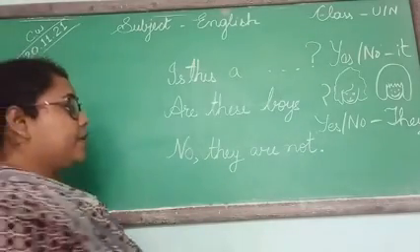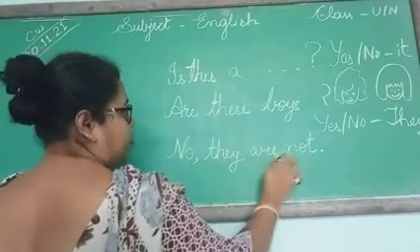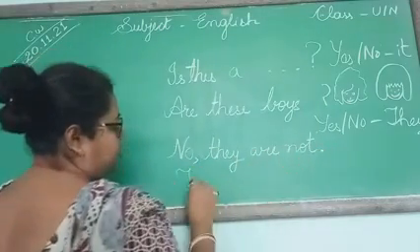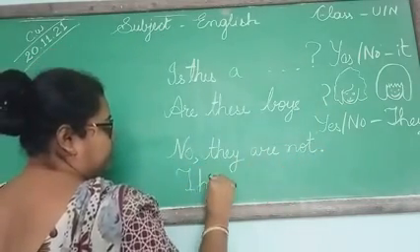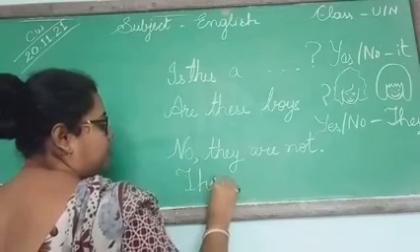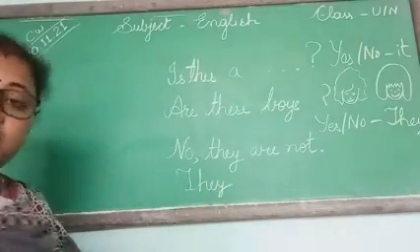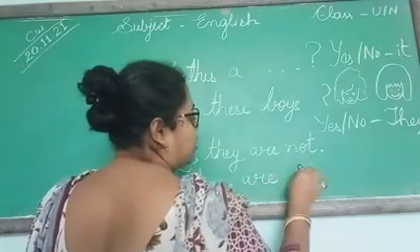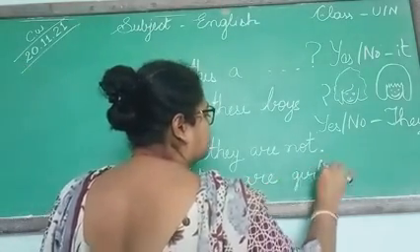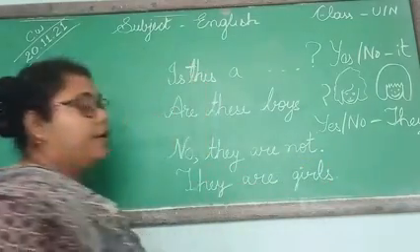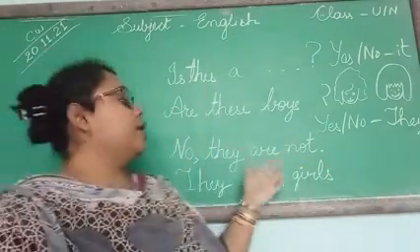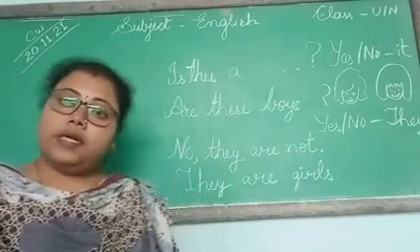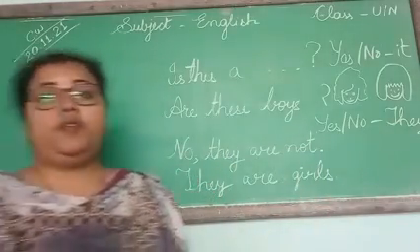Then next, first you say no, they are not. Then you put a full stop. Then you will write in capital letter. The first letter will be in capital letter. They are. Now tell them what they are. They are girls. Okay, understand? No, they are not. They are girls. Understand? So this is the difference.